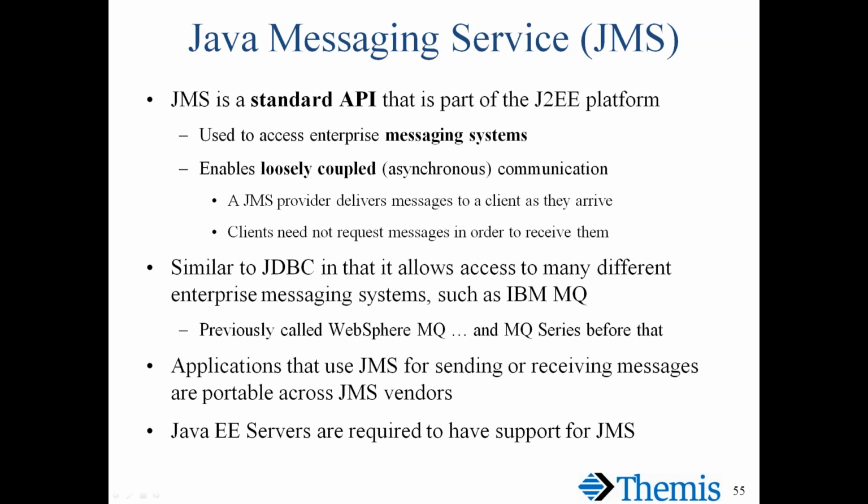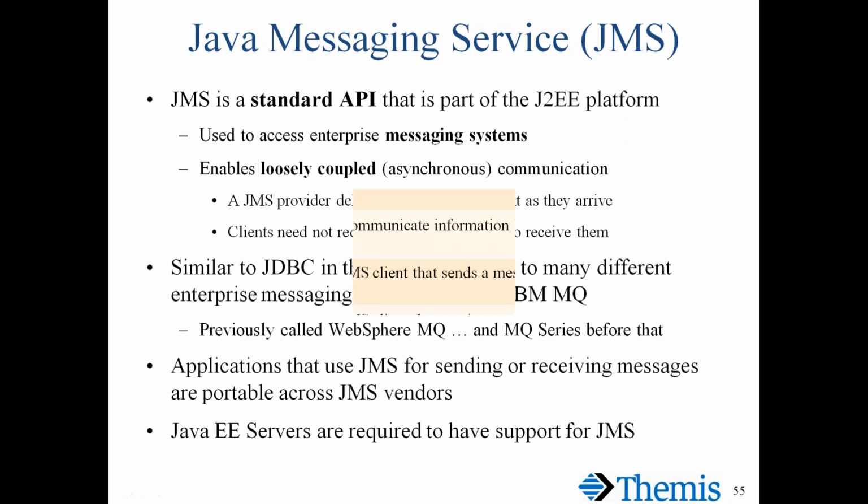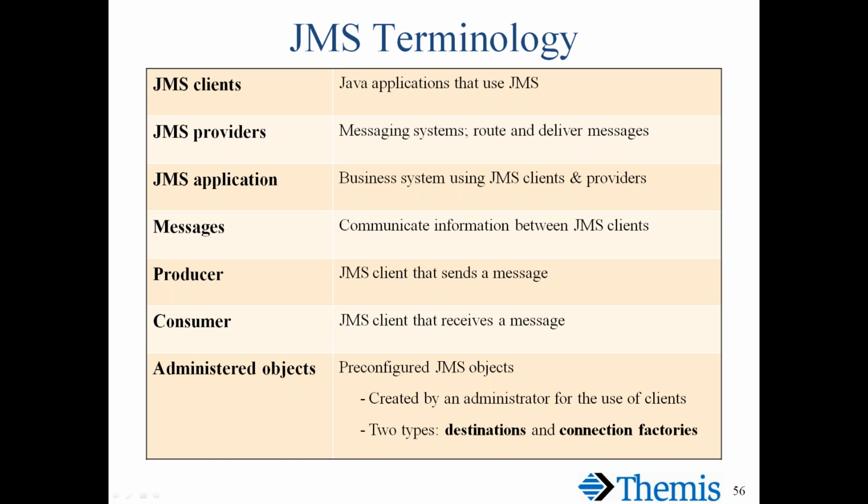And the details of JMS, obviously, are well beyond our scope here, but we've given you a little bit of the terminology. JMS clients use JMS systems like IBM MQ. JMS providers are those messaging systems like IBM MQ. A JMS application uses message queues to send or receive messages. Someone who puts a message on the queue is a producer. Someone who reads it off the queue is a consumer. And in order to work with those queues, an administrator has to set them up using two types of objects, destinations and connection factories.